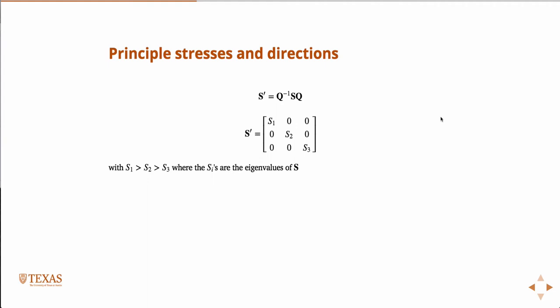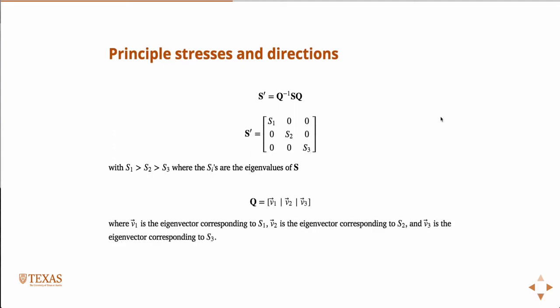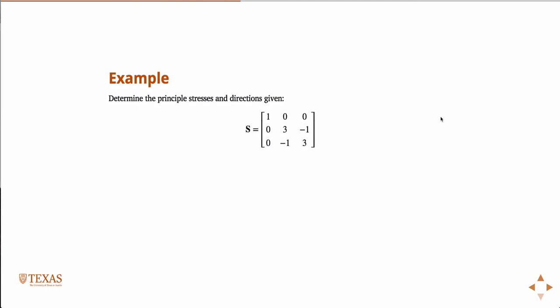And remember, the columns of Q, the columns of the eigenvector matrix, or in this case, the principal directions, correspond with each of these eigenvalues, right? So the first column will be the eigenvector, or the principal direction, that corresponds to the largest principal stress. The second column will be the principal direction that corresponds to the middle principal stress, okay? And so on. That's just written out what I just said. So these vectors, remember, are column vectors. Each of these has 3 components themselves, and they're in a column, and that gives you a matrix. So let's go ahead and work an example of solving for the principal stresses and directions.